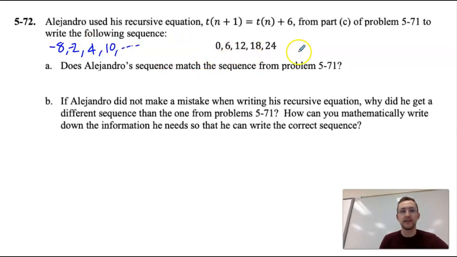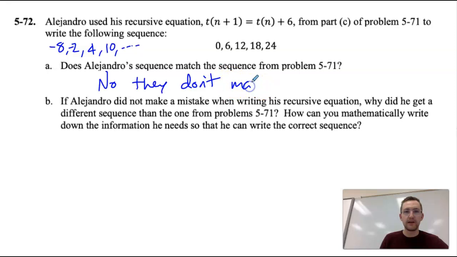So very clearly they're not the same sequence, because we're starting at -8 in the original one, and Alejandro starts at 0 and then goes to 6. So do these two match? That is very clearly no, they don't match. So where did Alejandro go wrong? As we look, the one thing that really stands out to me is what's the biggest difference here? The common difference is the same between the two, they're going up by 6 between terms for both sequences, but Alejandro starts at 0. In the very first problem in 571, we started at -8.